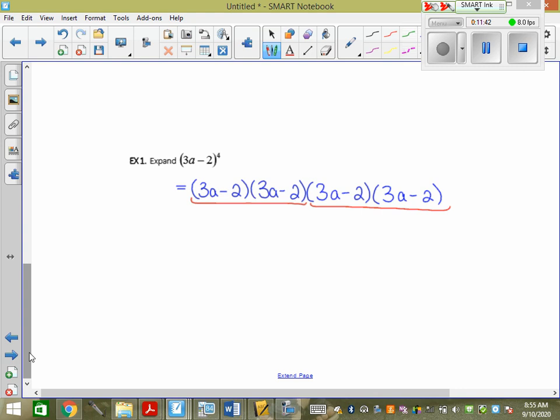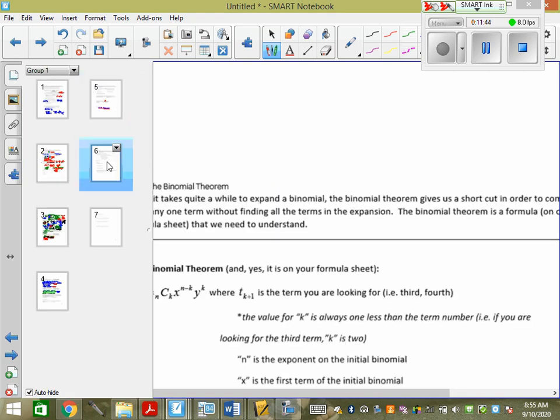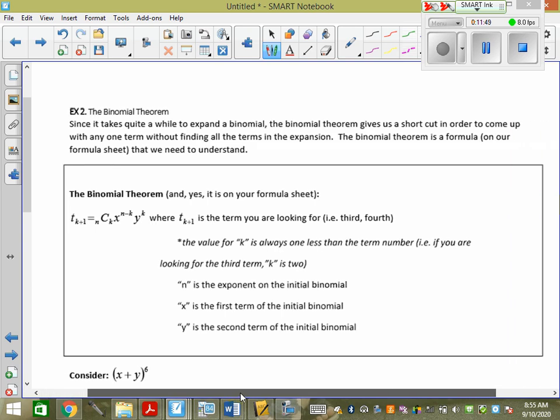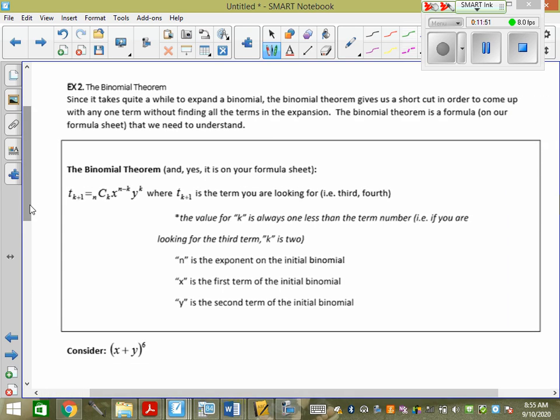All right. So, the binomial theorem. Here this lovely little ditty is. See? That seems overwhelming at first, but then you remember how we had to do it on the previous page, and it's not overwhelming. It's just fine. It's perfectly okay. So the binomial theorem, since it takes quite a while to expand a binomial, gives us a shortcut in order to come up with any one term without finding all the terms.